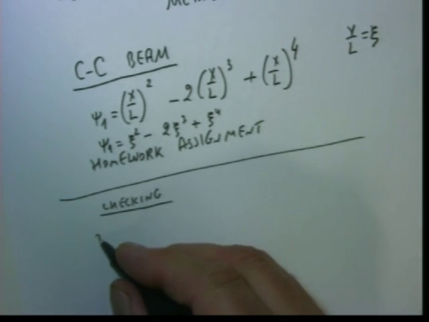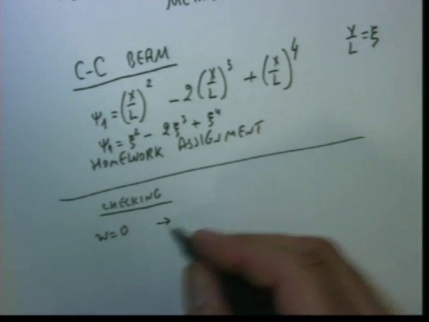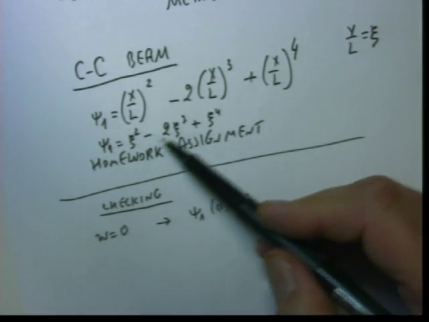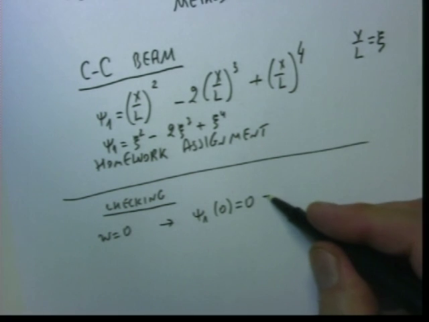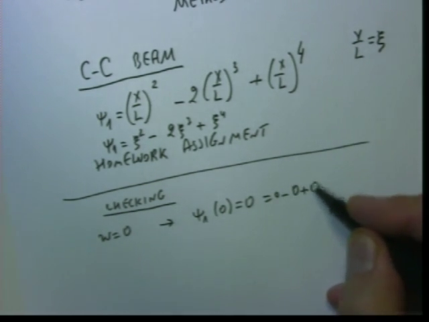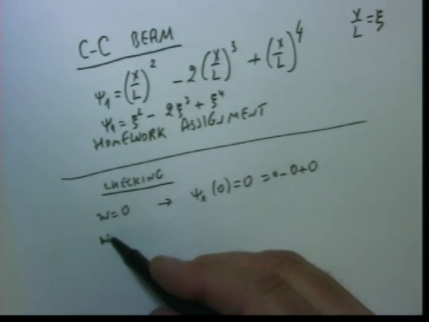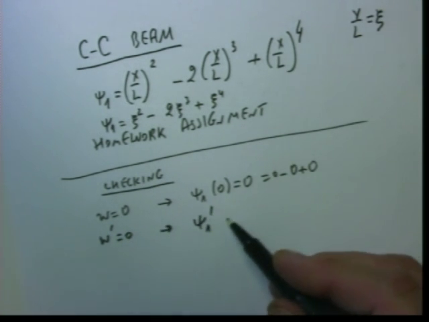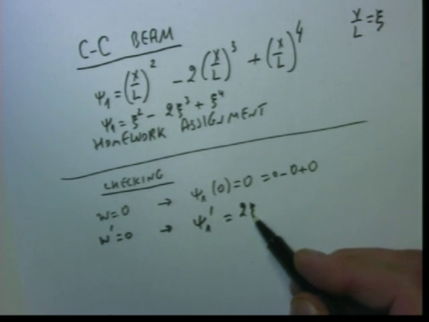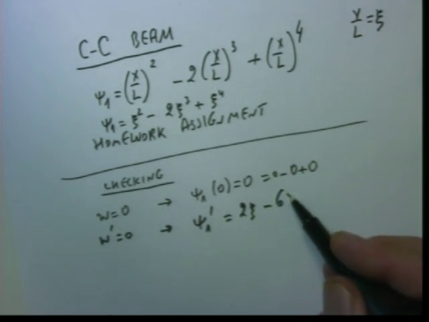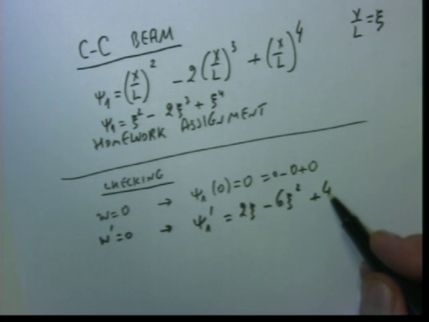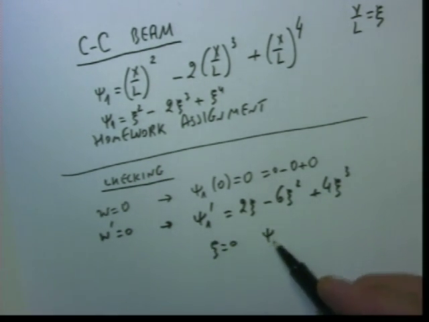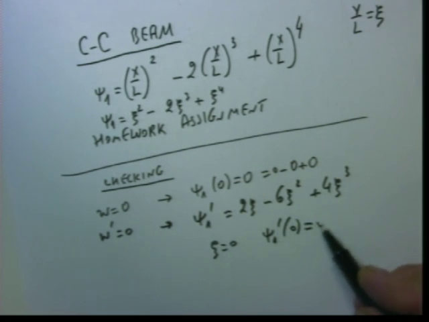We should have w equals 0, so that means psi 1 at 0 equals 0. When xi equals 0, naturally this is 0 minus 0 plus 0, therefore it is 0. Now the first derivative must be 0. So psi 1 first derivative equals 2 xi minus 6 xi squared plus 4 xi cubed. So when xi equals 0, psi 1 prime equals 0.